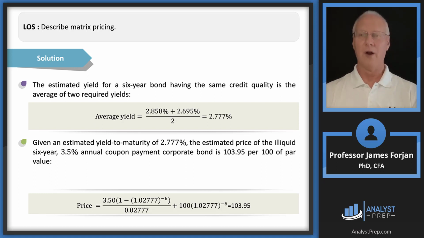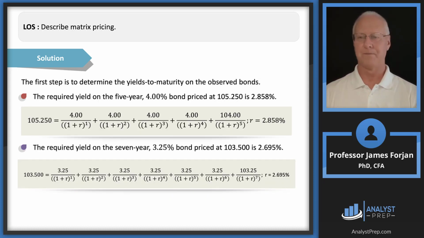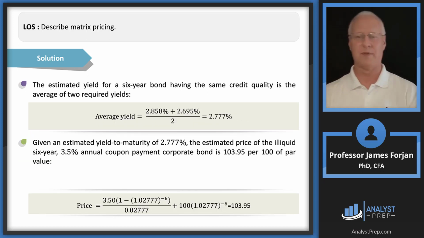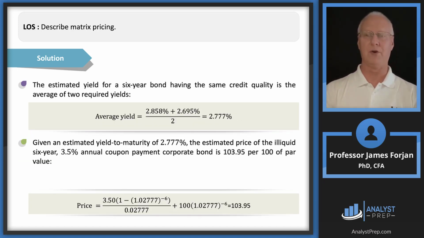So what are we going to do? We're going to do matrix pricing. Oh my gosh, what do we do? Matrix pricing, well, we take the average. So take the average of those 2, and we get 2.77, which we knew, right? 85 and 69, so that's about 77. So that average, 2.777%, is going to be our estimated yield to maturity on our illiquid 6-year bond.